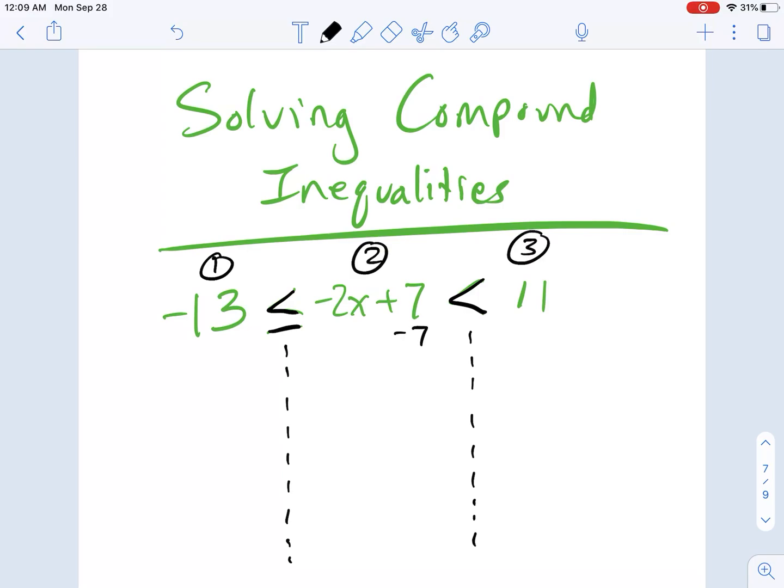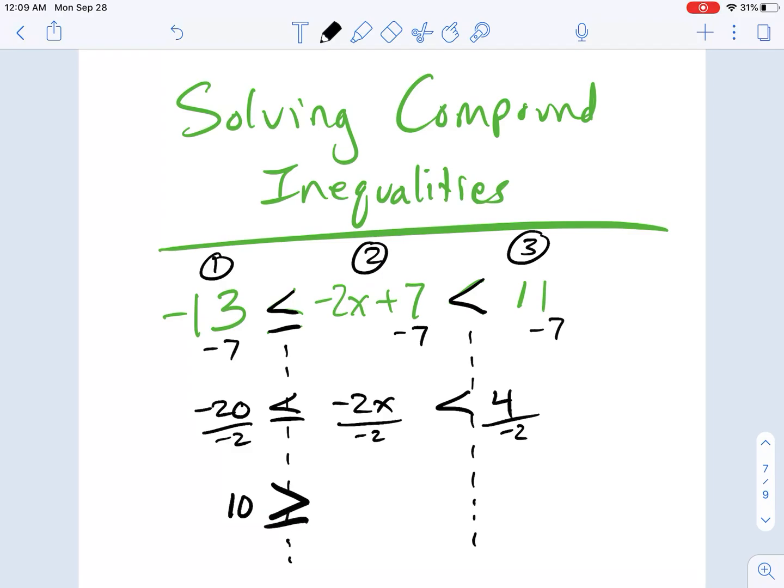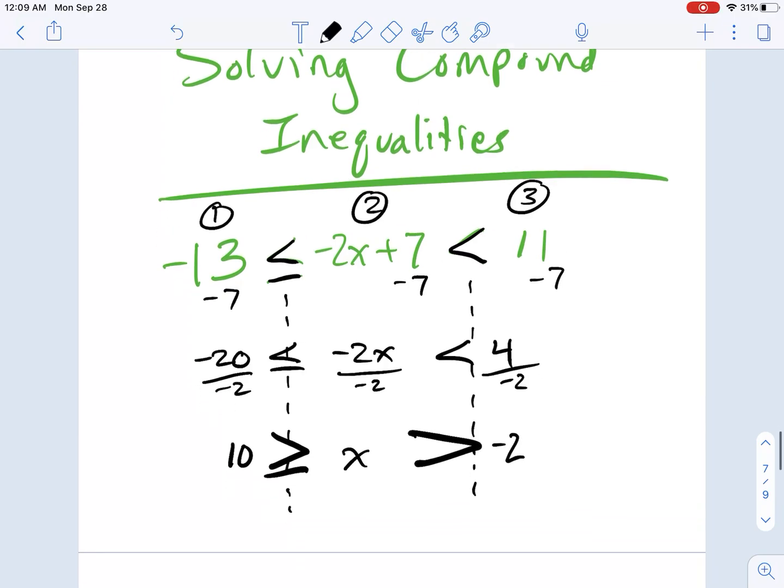So let's subtract 7. Do it to both the first and the third side. So you're going to work in the middle, trying to isolate x in the middle, and then you're going to do everything to the left and the right and the middle. So we'll get negative 20 is less than or equal to negative 2x is less than 4. We are now going to divide by a negative 2. I hope you're thinking we better flip the sign, because yes, you will get 10 is greater than or equal to x, which is greater than negative 2.